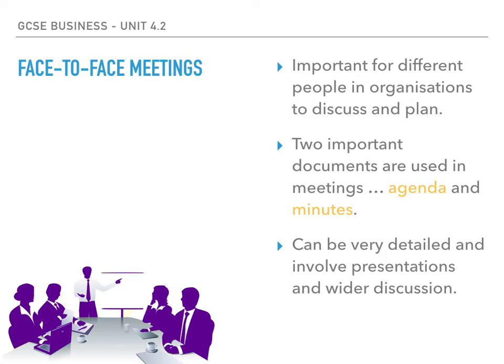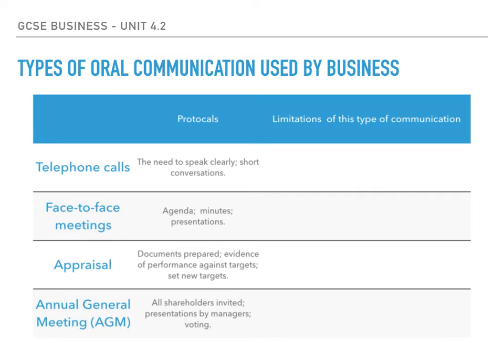You should be familiar with 2 important documents that are used in meetings, an agenda and the minutes. You should be familiar with these from the written communication module. To build on this knowledge, you now need to consider how each type of oral communication is used and what the disadvantages of each are.